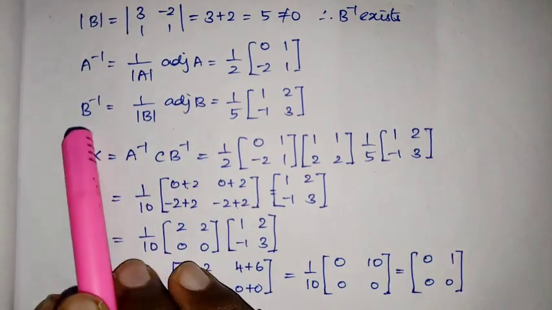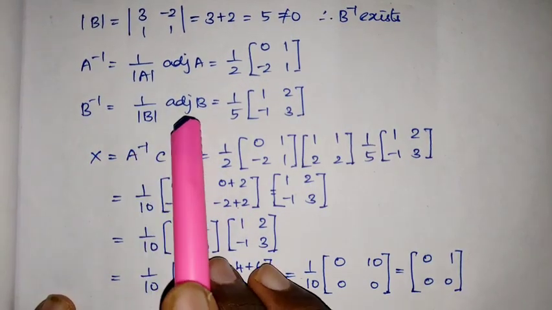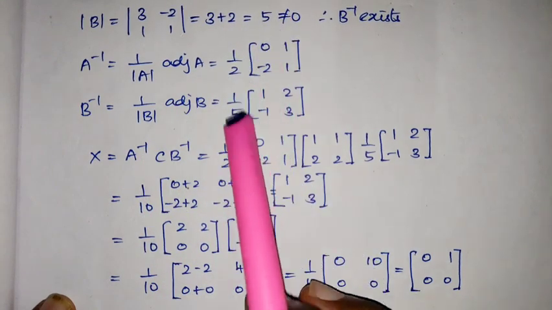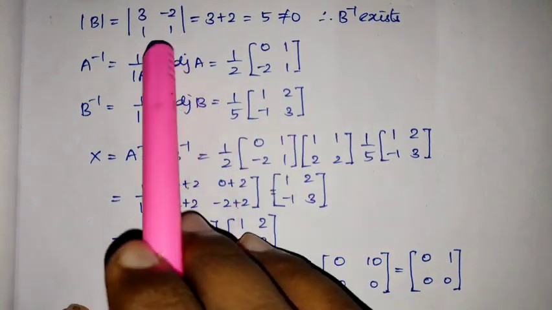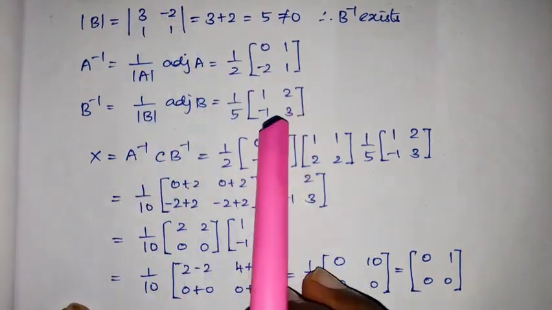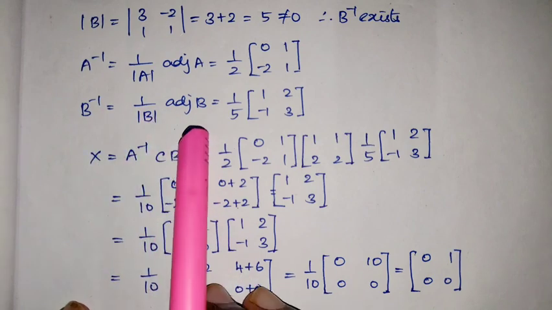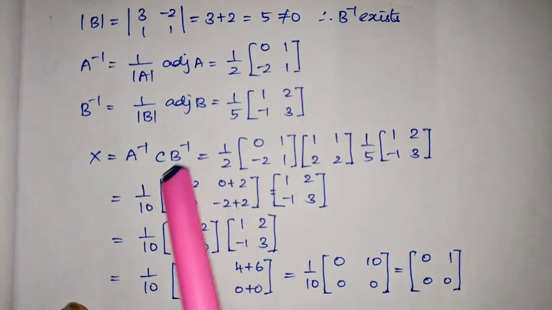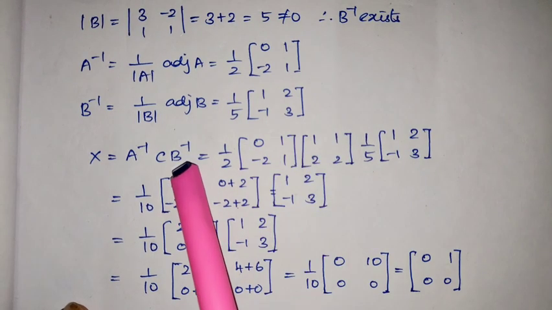Now B inverse. B inverse is equal to 1 by determinant B into adjoint B. What is determinant B? Which is 5. So 1 by 5 into adjoint B. Interchange 3 and 1. So 1 and 3. Minus 2 becomes plus 2. 1 becomes minus 1. So we know this is the statement. So A inverse is this matrix written here. C is already given. That is also written. B inverse is this matrix.